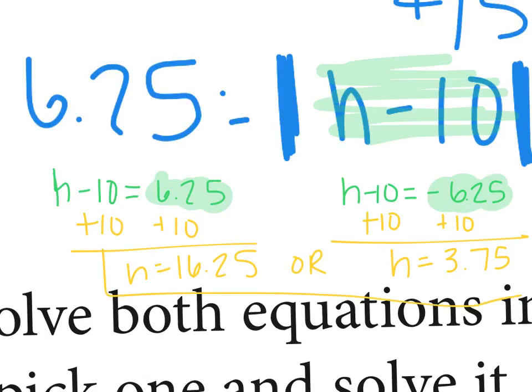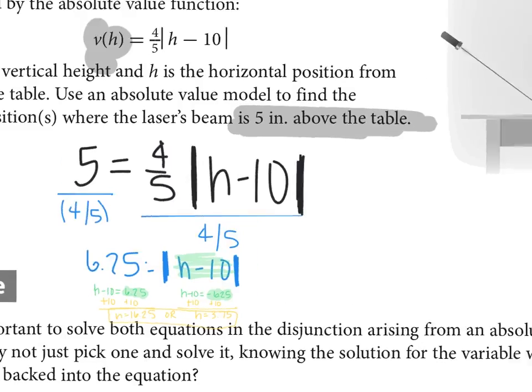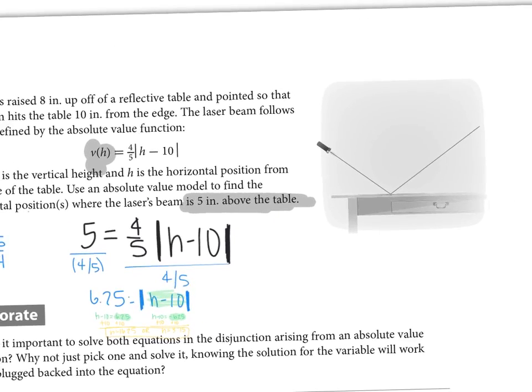Does it make sense that there are 2 answers to this problem? Why does it make sense that you have 2 answers? How high was the actual laser above the table? And we're looking for when the beam is 5 inches above. Imagine there's a line drawn here that would be my 5 inches above. So that happens twice. It happens before it reflects and then after it reflects. So there should be 2 solutions, 2 points where the beam is 5 inches above.